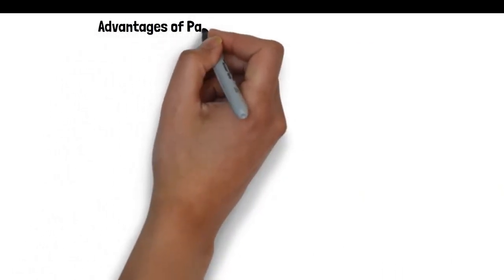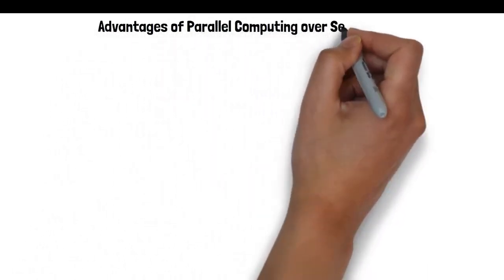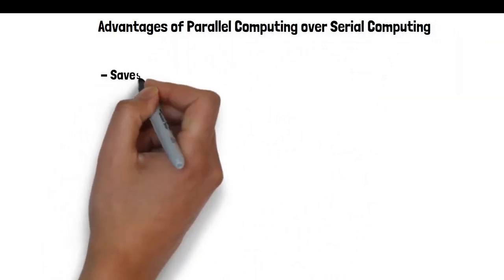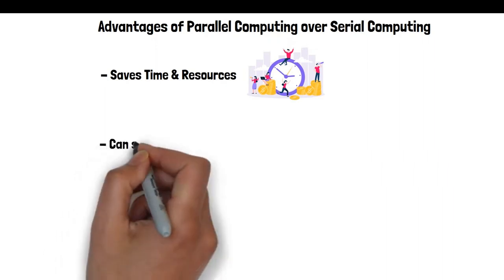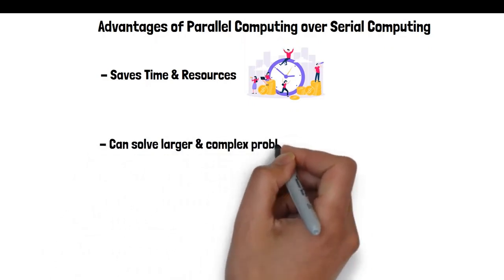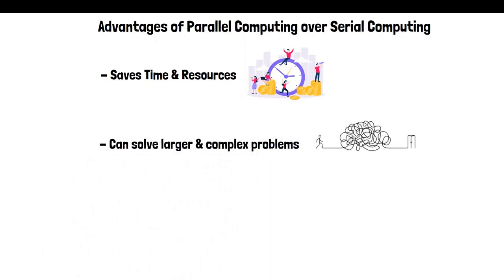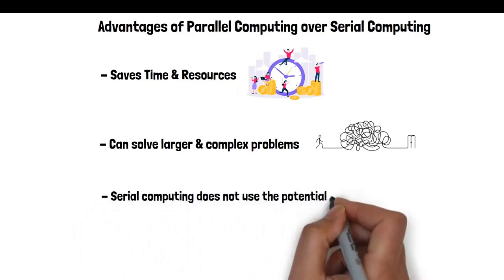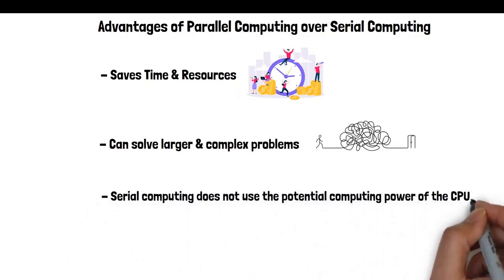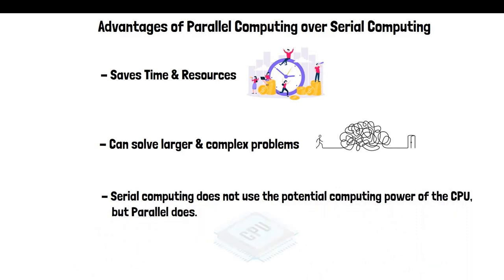Advantages of parallel computing over serial computing. Parallel computing saves time and resources, as many resources working together will speed up the execution. Parallel computing can solve larger and complex problems. Serial computing does not use the potential computing power of the CPU, but parallel computing does.